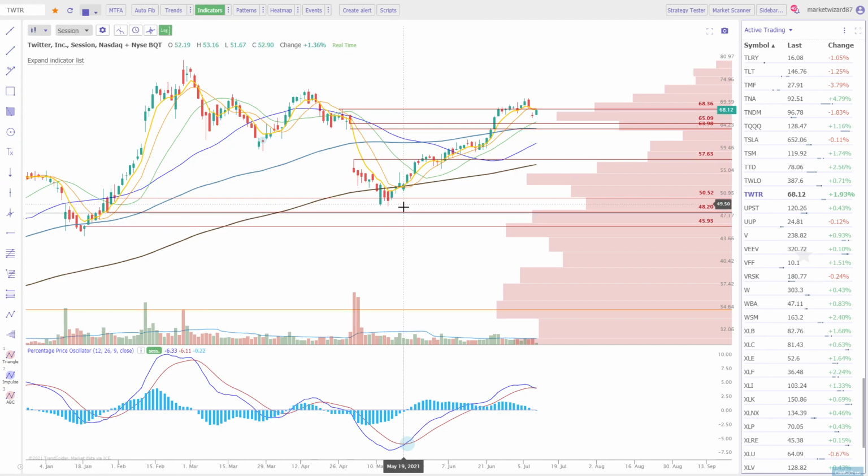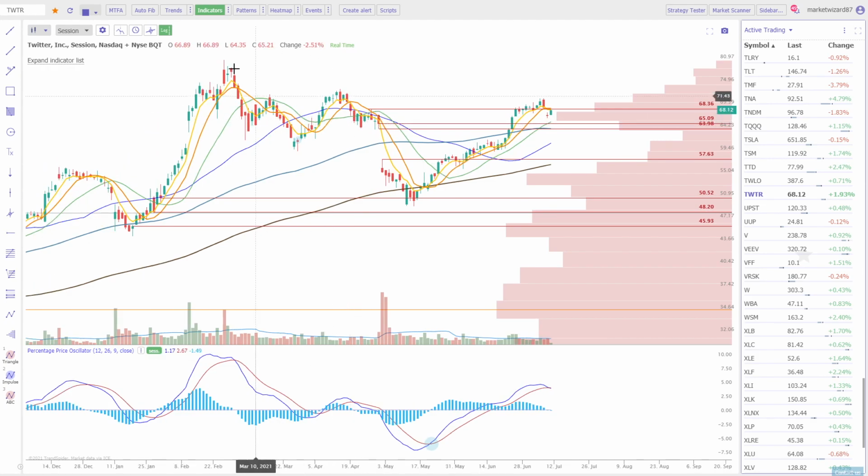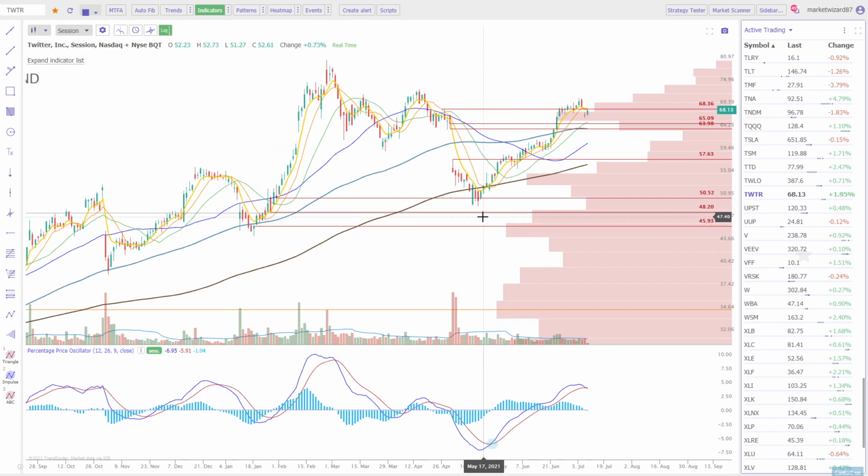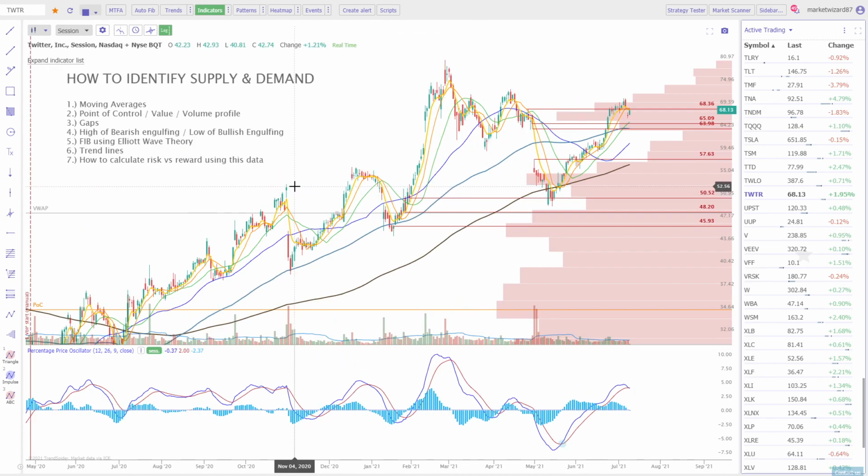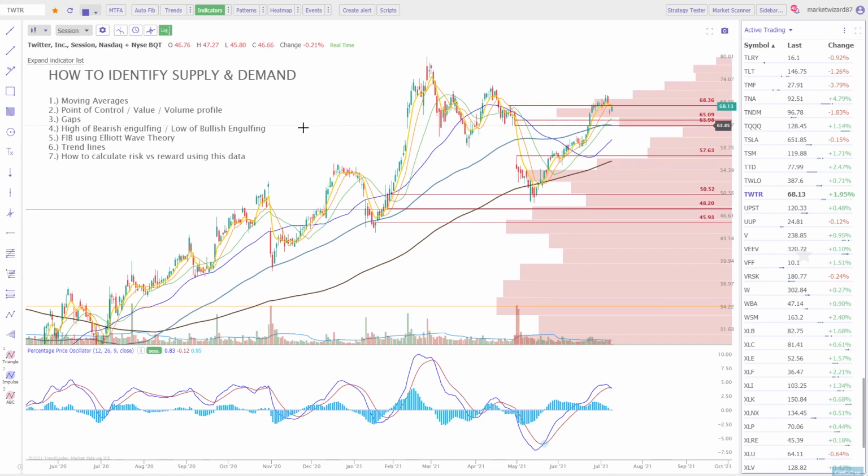So it's never as simple as, well, that's a gap, so there should be supply there. No, I mean, is there a lot of volume accompanying that gap? Are you in a bull trend? Like, is price just going up every single day? Were they accumulating inventory down here? All of these things come into play. So that's the gaps. We've discussed a little bit of the high and low of bearish and bullish engulfings.